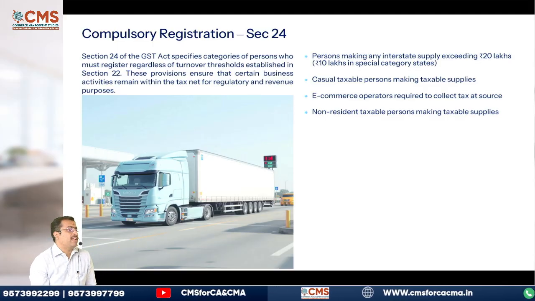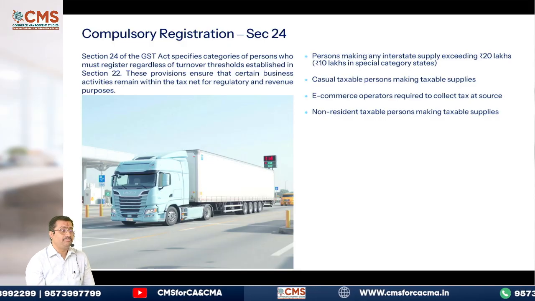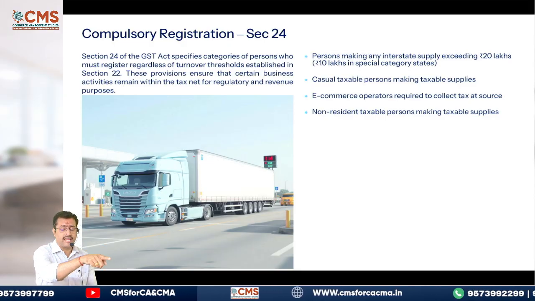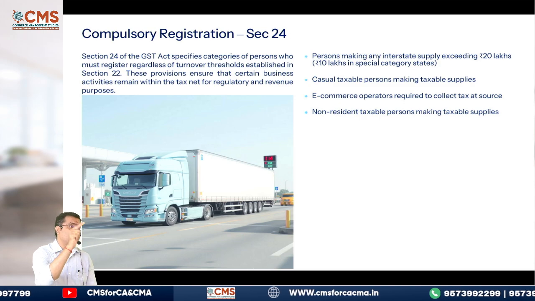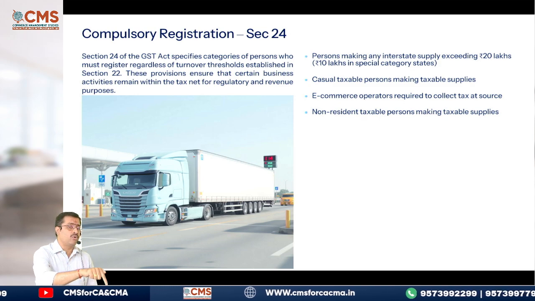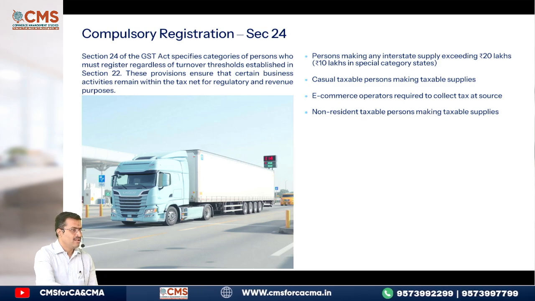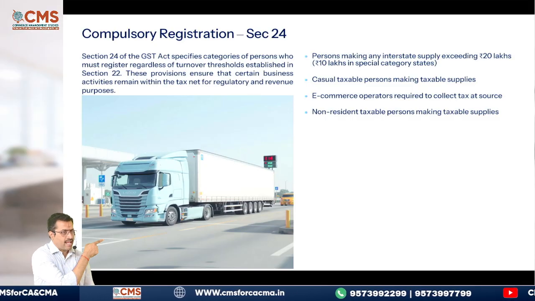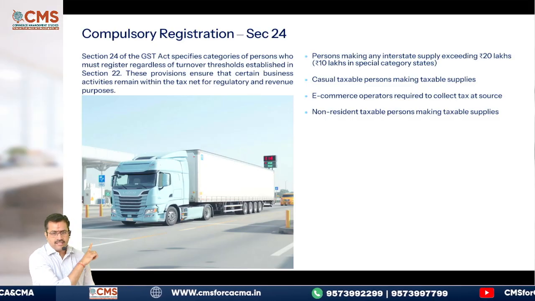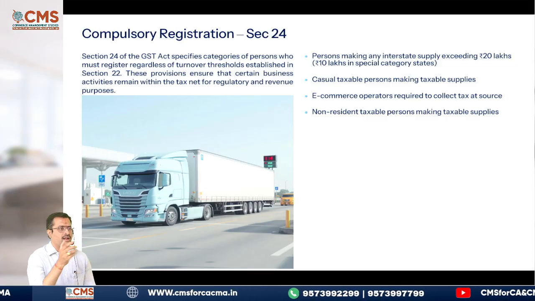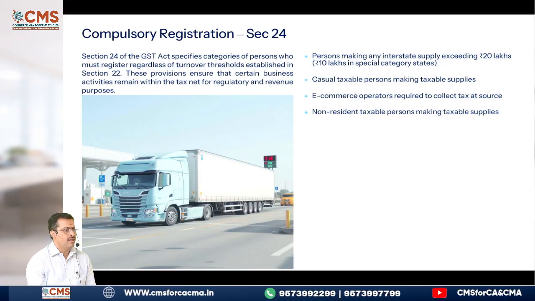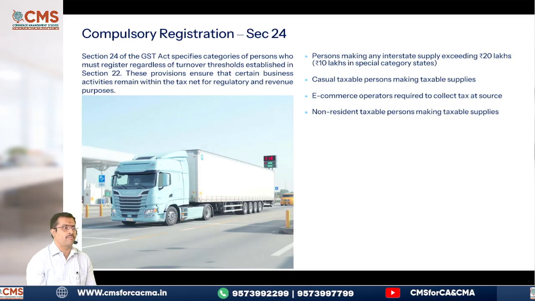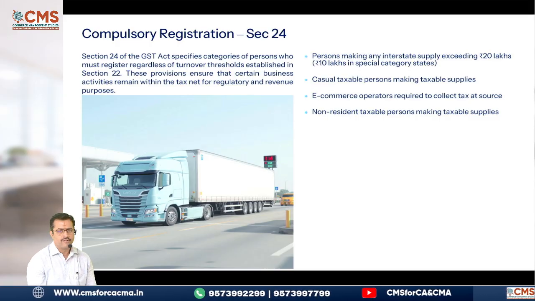Similarly, casual taxable person making taxable supply. Now the government has exempted casual taxable persons who are trading only in handicraft goods. All other goods will be liable to GST registration. So they have to register mandatorily. Similarly, see the next one, e-commerce operator. A lot of time we have spent understanding who is an e-commerce operator. They also mandatorily have to get themselves registered.